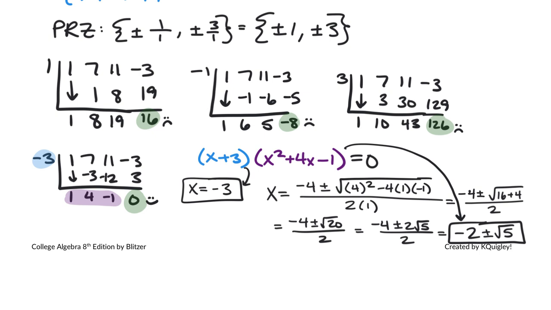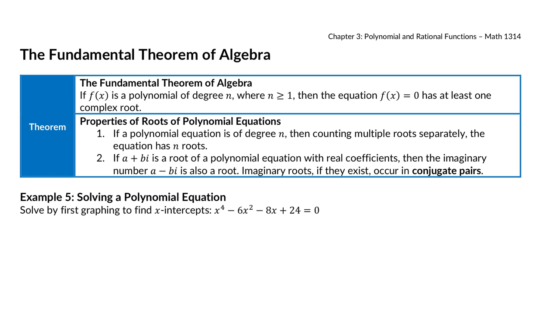Let's bring back a theorem that you learned. I know it's called the fundamental theorem of algebra. The fundamental theorem of algebra says that if f of x is a polynomial of degree n, where n is greater than or equal to 1, then the equation f of x equal to 0 has at least one complex root. But it goes on that if a polynomial is of degree n, then the equation has n roots, counting multiplicities. Maybe not necessarily that many unique x-intercepts, but we have that many repeated and unique roots.